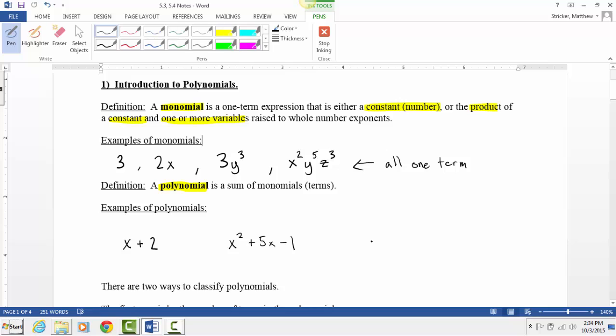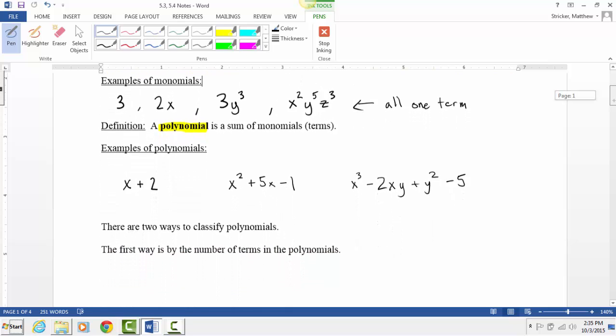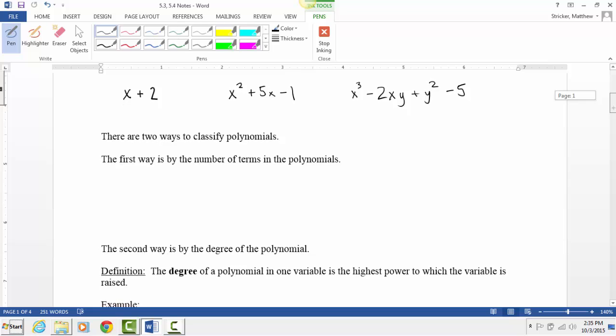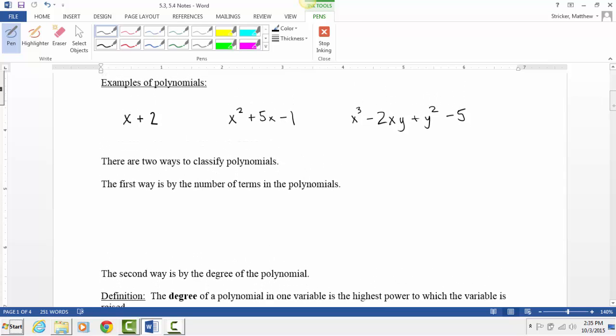And you can have x to the 3rd minus 2xy plus y squared minus 5. There's a polynomial with 1, 2, 3, 4 terms. There's many different types of examples, and there's basically 2 ways to classify polynomials. The first way is by the number of terms. So if you take one like we have above, it has 2 terms. We have something like x plus 5y, something with 2 terms.